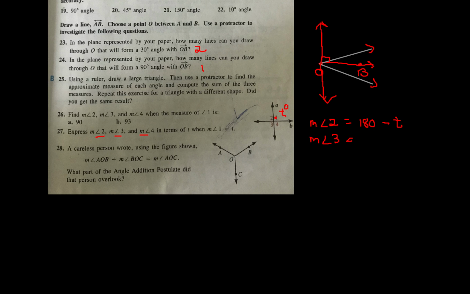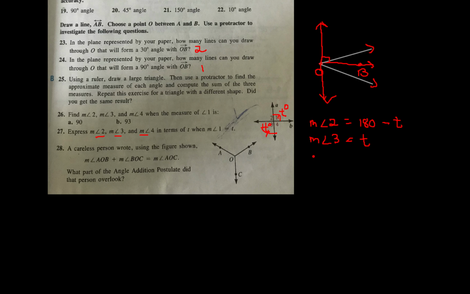All right, these are vertical angles, and vertical angles have equal measures, so angle 3 would equal t. They're the same. This is also t degrees. These are called vertical angles, and they're congruent.